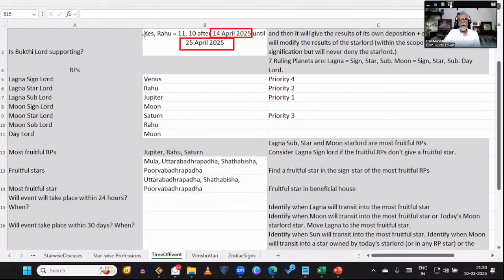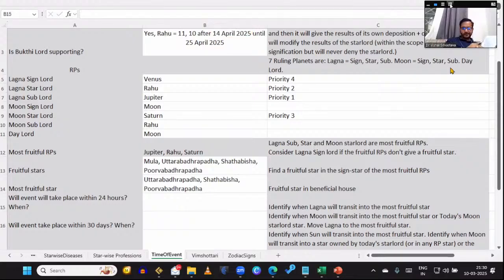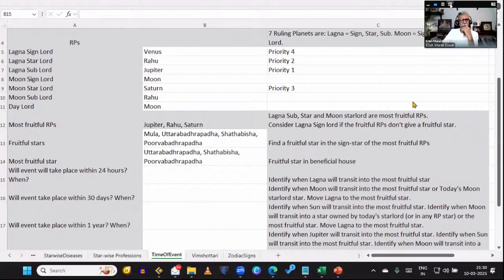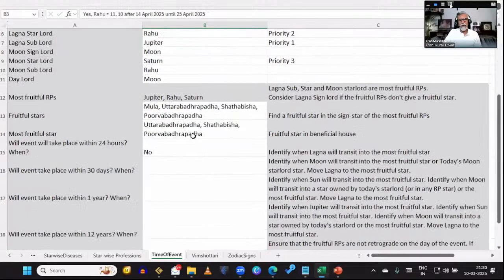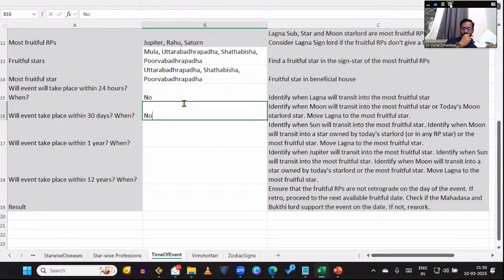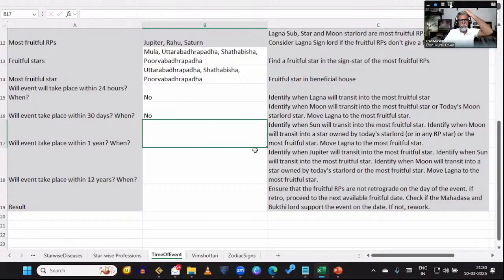25th of April, Rahu can give results, right? Okay. So today the date is 10th of March. All right. Then next question is, can the event take place within the next 30 days? Possible, but not before 14th of April, correct? So that is no, not possible because Venus is retrograde.